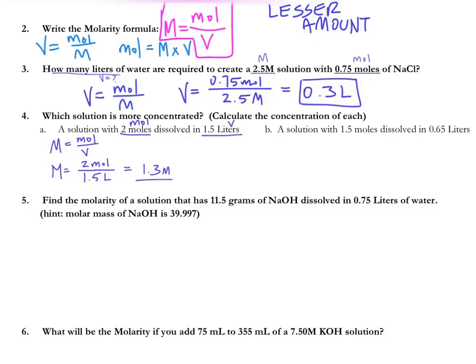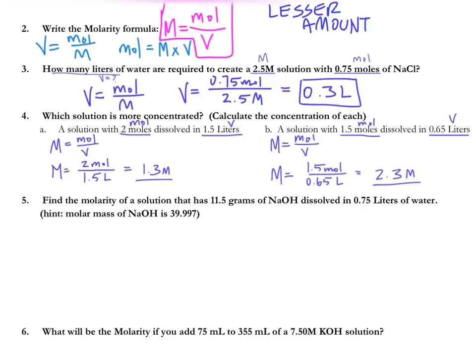Okay, if I look over at solution B, B gives me 1.5 moles and 0.65 liters. That's my volume. So using the same equation, molarity equals moles divided by volume. The amount of moles is 1.5 and the volume is 0.65 liters. And when I calculate that, I get 2.3.